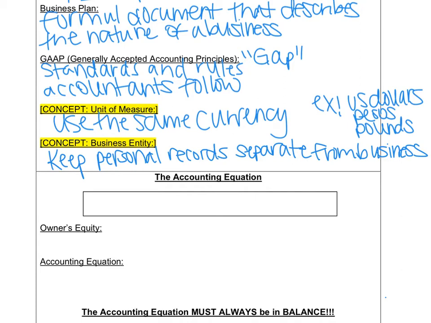Okay, moving on to the accounting equation. So this is something you have to memorize, and even after years and years of taking accounting, someone should be able to ask you, hey, what's the accounting equation? And you should still know it, okay? All right, so the accounting equation is assets equals liabilities plus owner's equity.